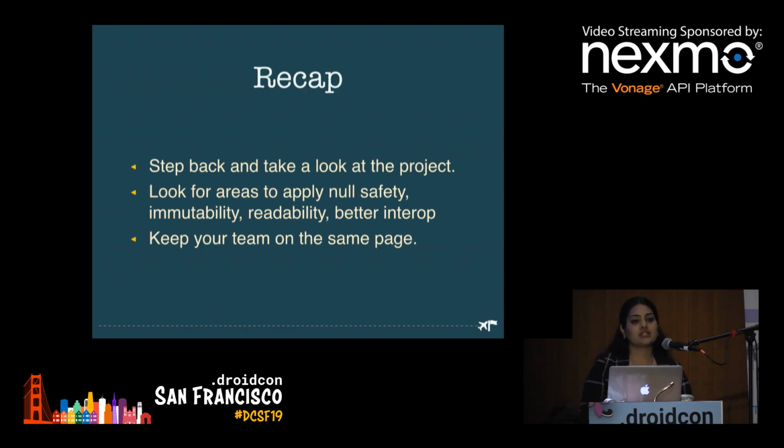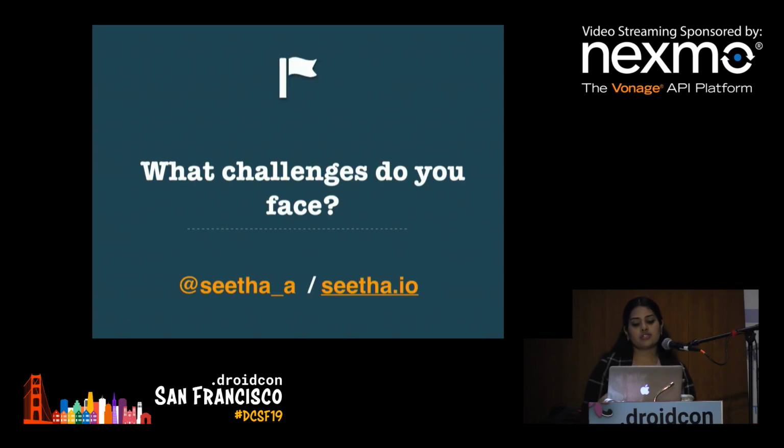So far, we talked about taking a step back and taking a look at your project. Look for areas to apply things like null safety, immutability, interoperability, and better readability. Most importantly, though, make sure you keep your entire team on the same page. It's more important to have a solid code base and a solid team than to move to Kotlin on day one. So, what challenges do you face in your teams and in your legacy code bases?